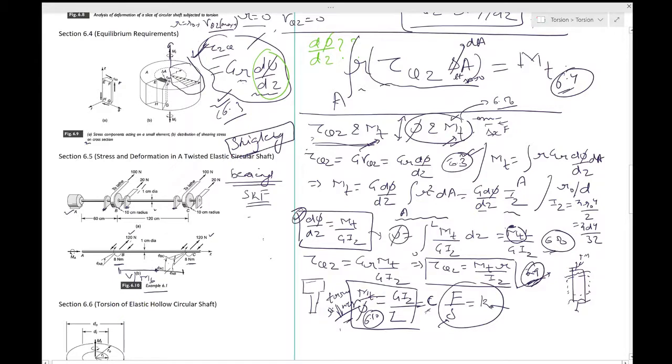In this case, it is only necessary for the motor to supply a torque M_A. So M_A is what the motor is supplying, and then you have this very long shaft which you have taken.